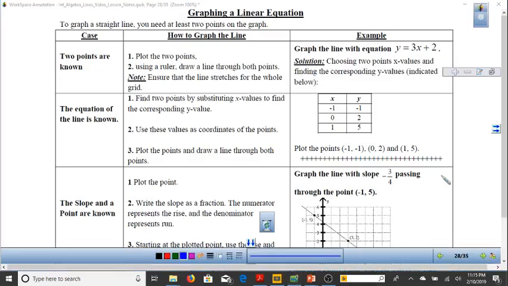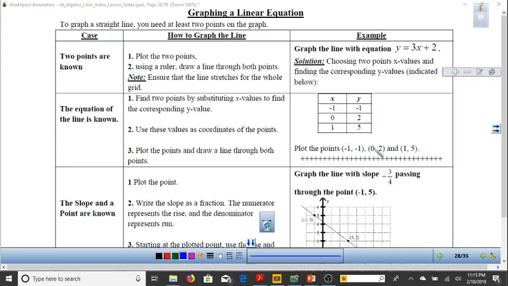So that's a quick point here about graphing a line. When you're graphing a linear equation, you need 2 points. Very simply, if you have an equation, you just determine 2 points by plugging in an x-coordinate and finding the corresponding y-coordinate. Like in this case, when you plug in an x-coordinate of -1, you get a y-coordinate of -1. You plug in 0, you get 2, and you plug in 1, you get 5. These are 3 points on the same straight line.